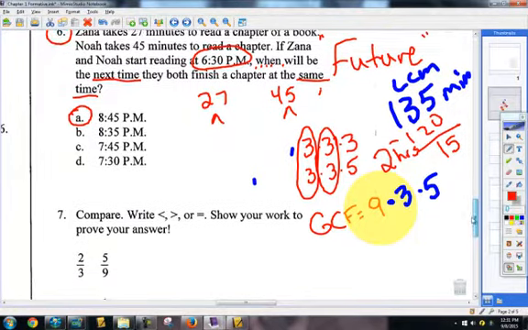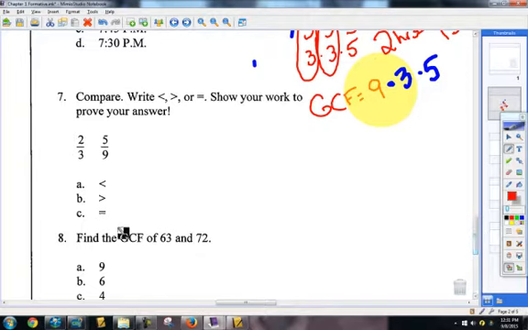Good? All right, number 7. I will tell you that the correct answer is letter B. But you must have work. And what would that work that I would need to see be? What would it be in this case, you think?